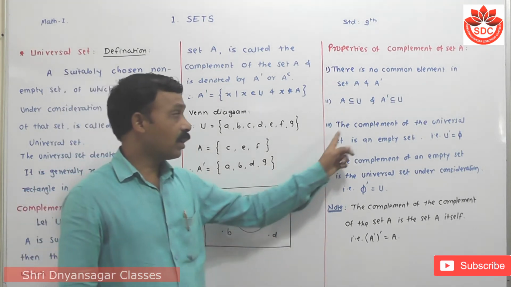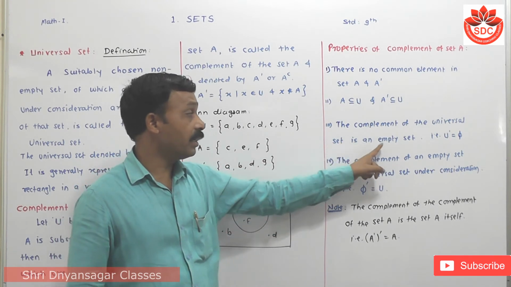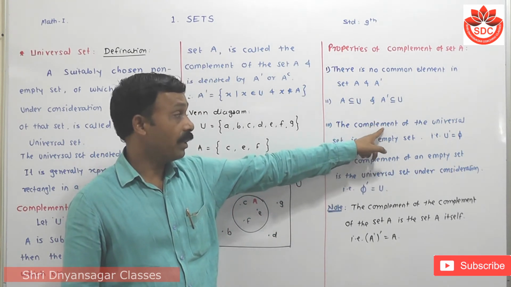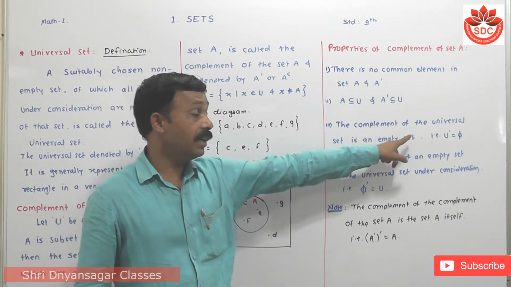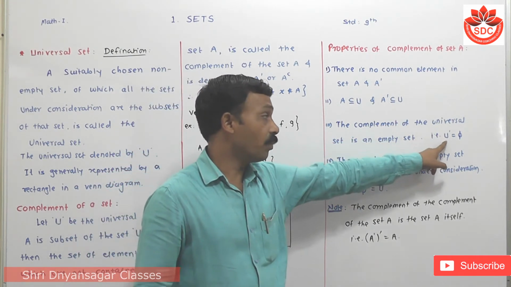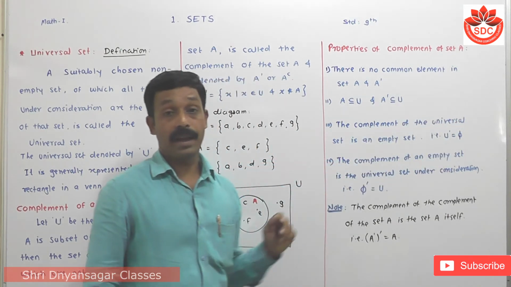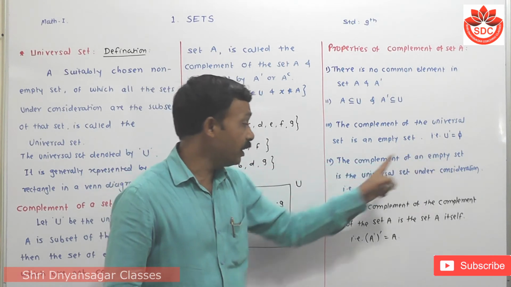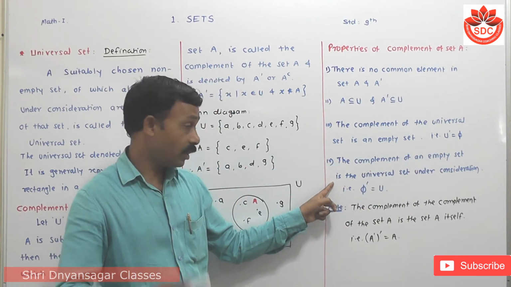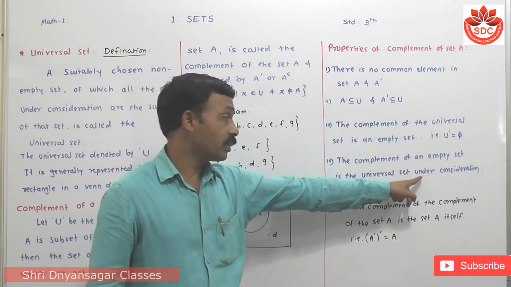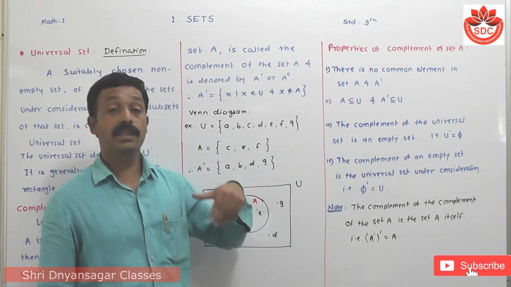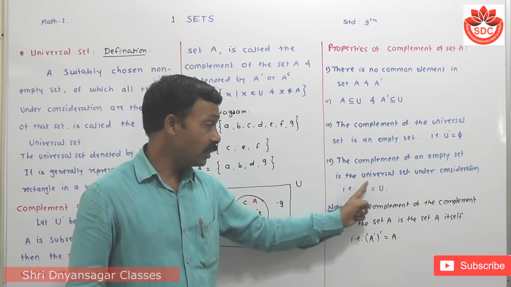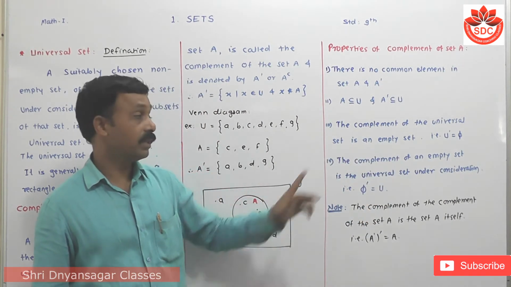The third one is that the complement of the universal set is an empty set. Look carefully at this point. Complement of the universal set is an empty set, meaning U's complement equals the empty set. The fourth point is the complement of an empty set. The complement of the empty set is the universal set under consideration. In the example we considered, the empty set's complement equals U also. So these are vice versa.